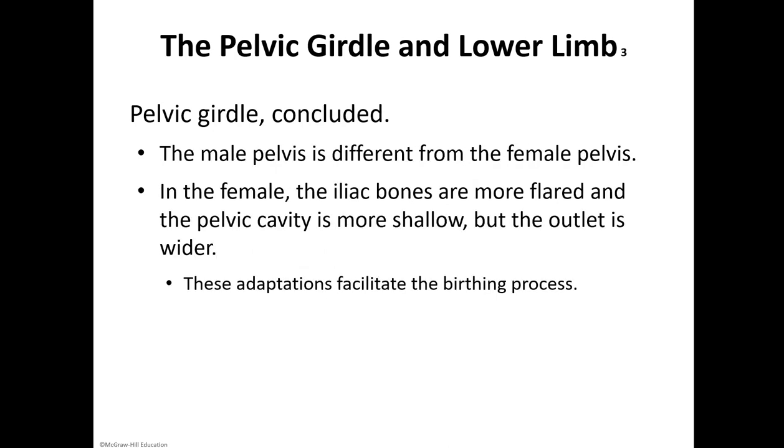The male pelvis is slightly different than the female pelvis, in that the female has iliac bones that are more flared, and the pelvic cavity is a little bit more shallow. And also the inlet is wider. This helps with facilitating the birthing process.